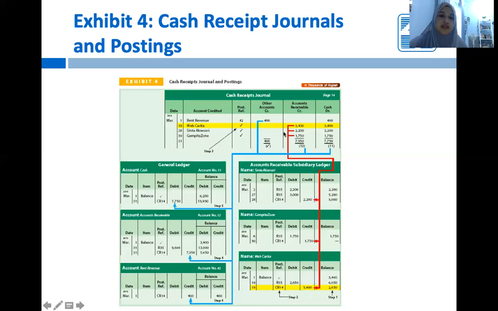And we have other account totals here, and it goes to rent revenue. Also, we provide the reference posting.